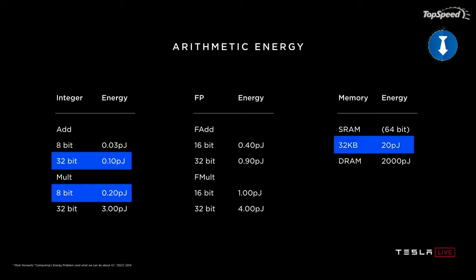In terms of memory, we chose to use SRAM as much as possible, and you can see there that going off-chip to DRAM is approximately 100 times more expensive in terms of energy consumption than using local SRAM. So clearly, we want to use local SRAM as much as possible.